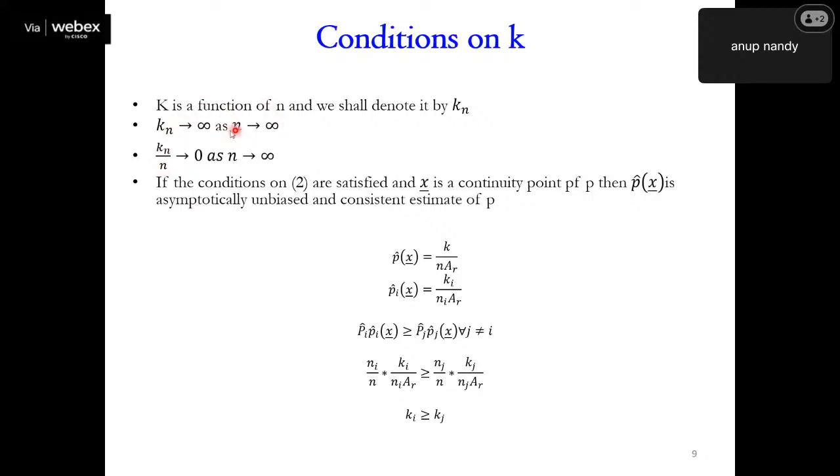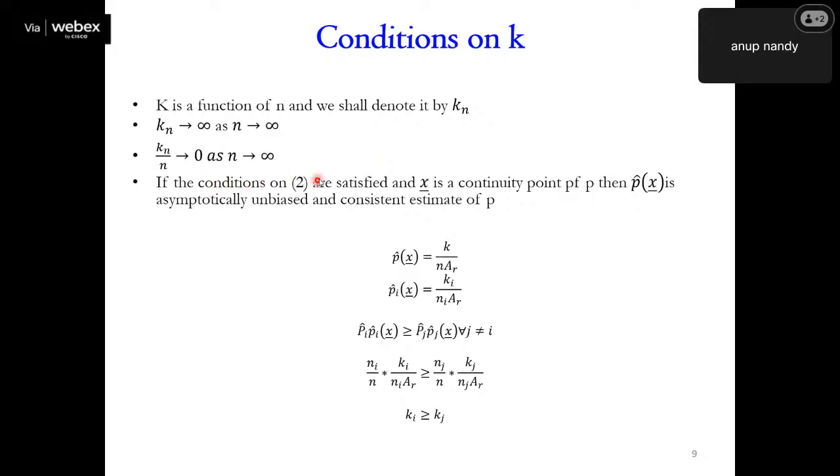And whenever kn tends to infinity, then kn by n tends to 0 as n tends to infinity. There are two conditions. The first condition is kn tending to infinity as n tends to infinity. Second condition, kn by n tends to 0 as n tends to infinity.